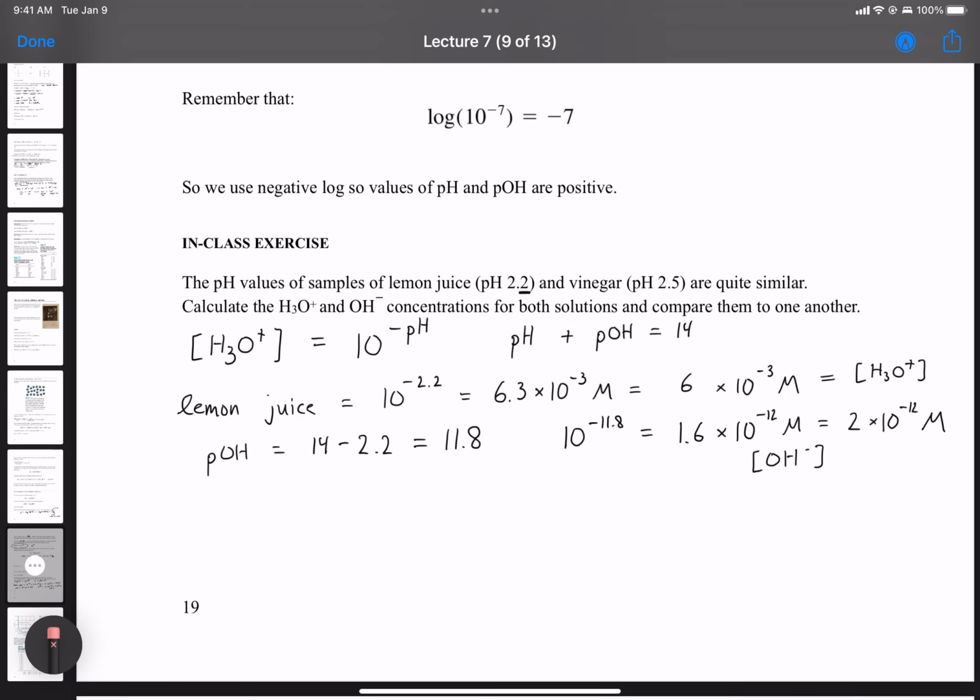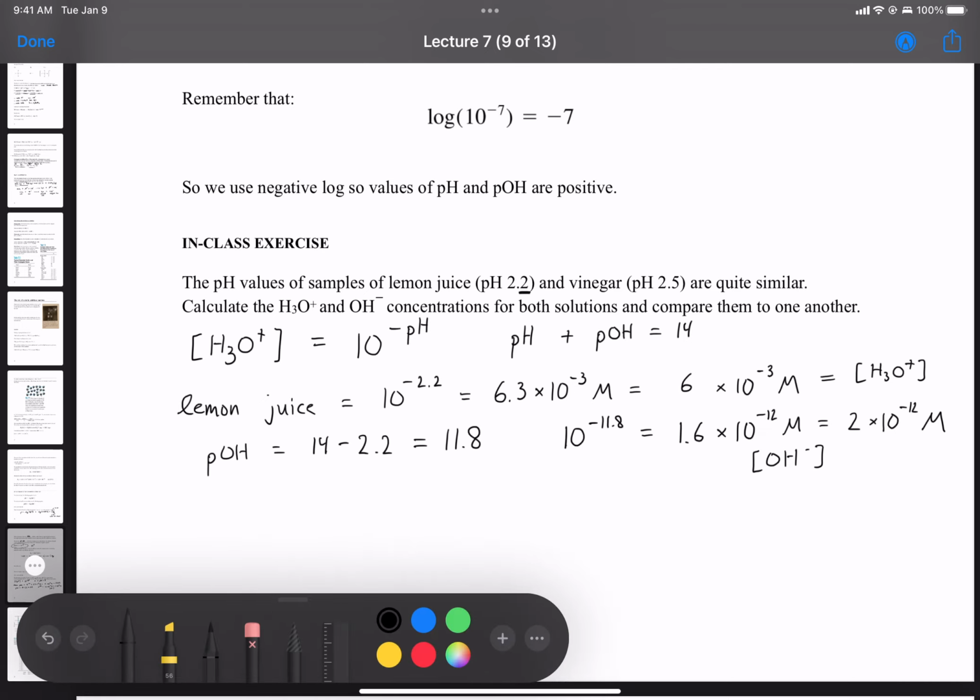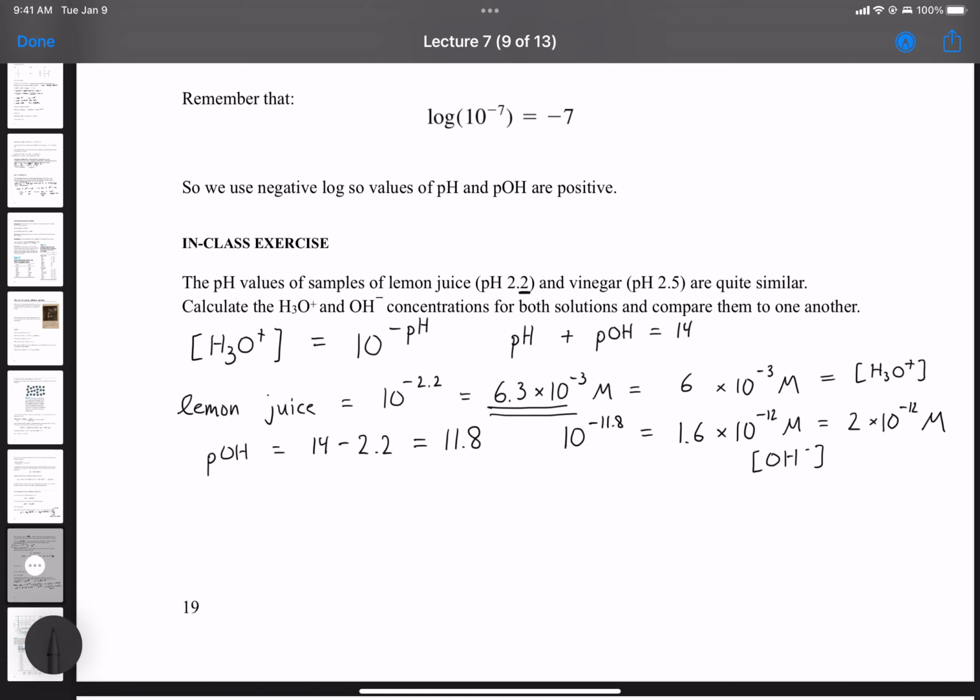What I probably should have done is not rounded the concentration for lemon juice. I probably should have kept the extra few digits if I'm going to use that value again for the kW expression. I would have taken this number out to a few extra digits, so it'll be more exact when I solve for OH minus using the kW expression. Okay, so that's just something to keep in mind. So vinegar.